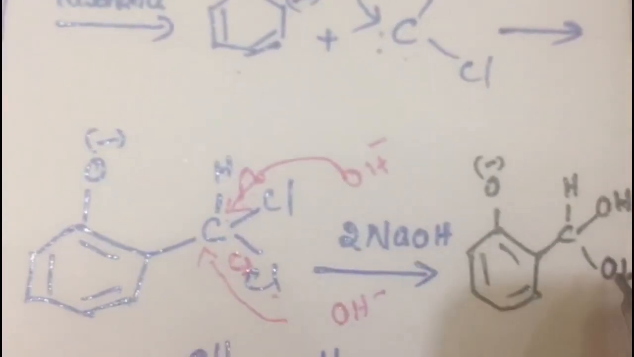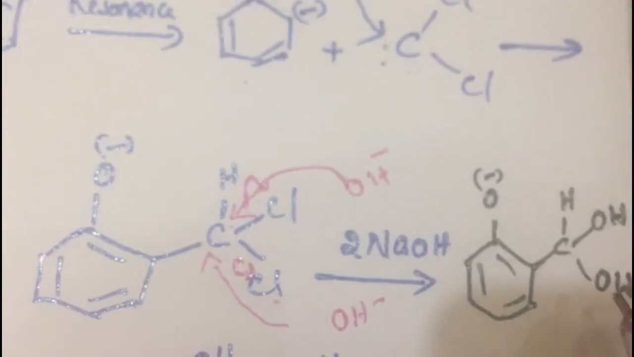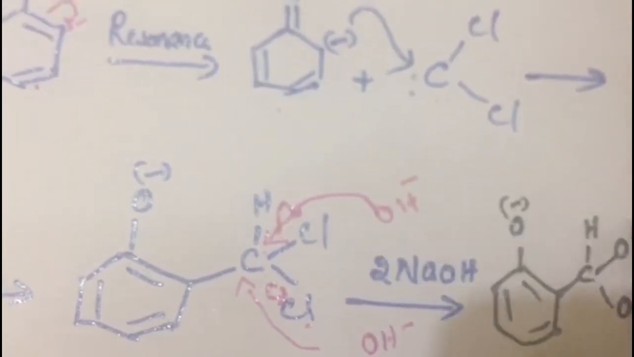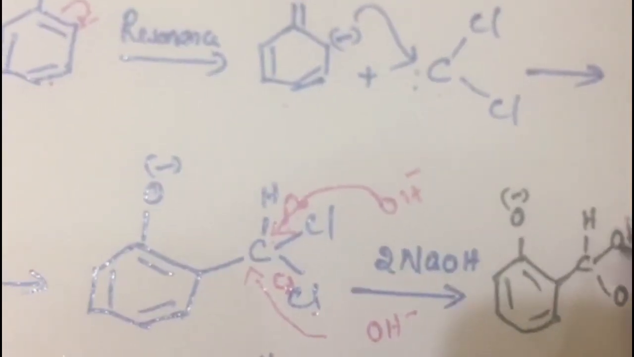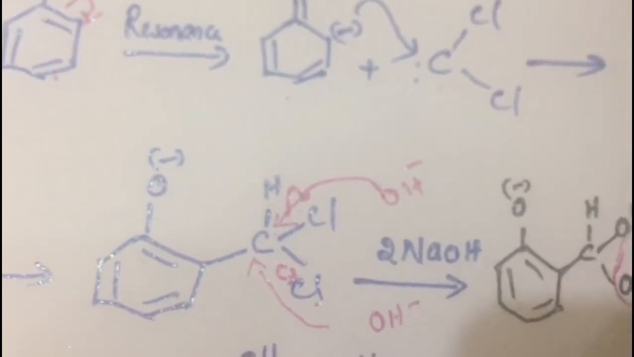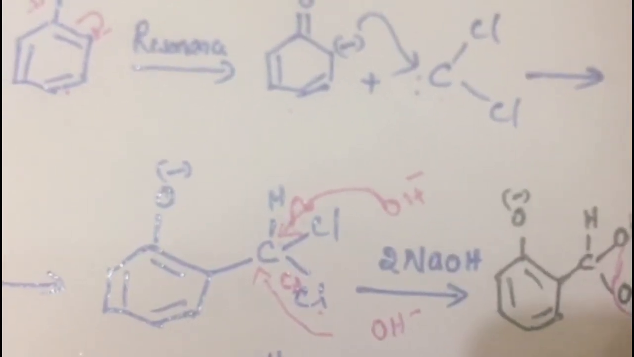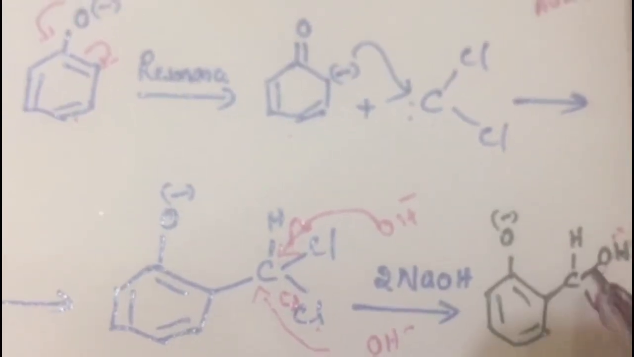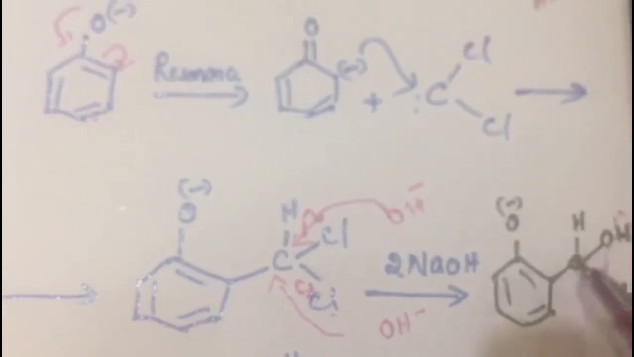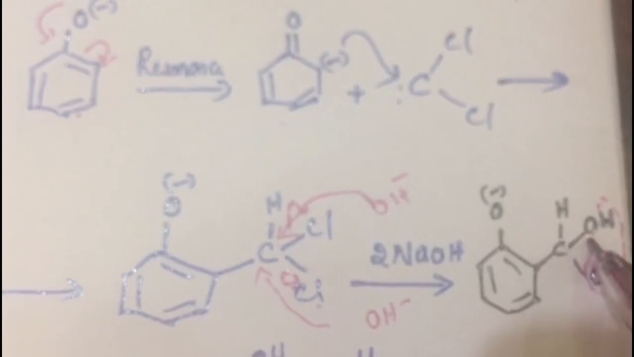But this product is unstable. A carbon atom having 2 OH groups on the same carbon atom is unstable. So it will lose a water molecule like this. H2O will be removed from here and this bond will be broken, so this will become a double bond. So the product will be benzene structure, O minus, and CH double bond O.